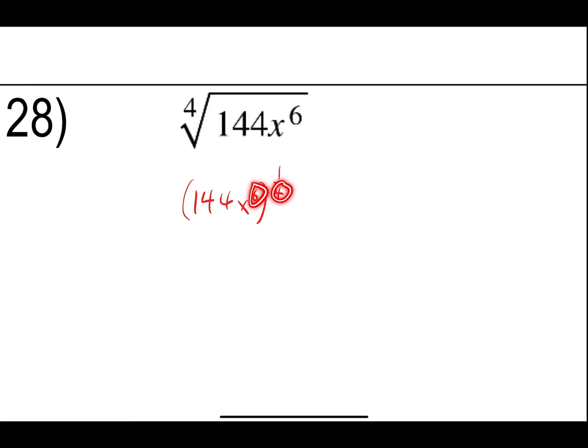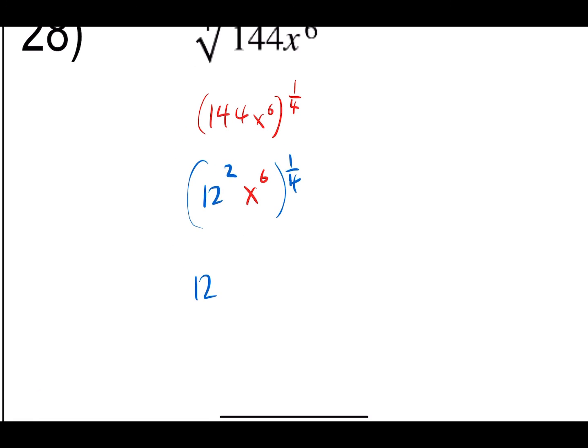4 reduces with even numbers. So 6/4, that's going to be great. 144, maybe try 12 squared. That'll fix things. And leave this x to the 6th as x to the 6th. Distribute the 1/4 and we get 12 to the 2/4 and x to the 6/4 happens to reduce. 2/4 is 1/2. 6/4 is 3/2. We have 12 to the 1/2, x to the 3/2.